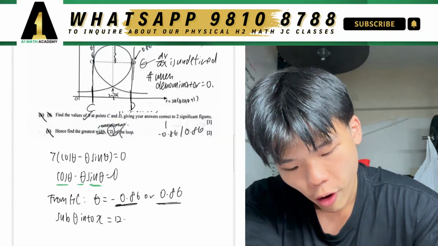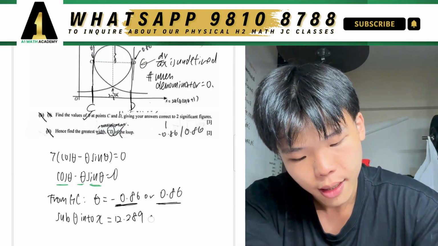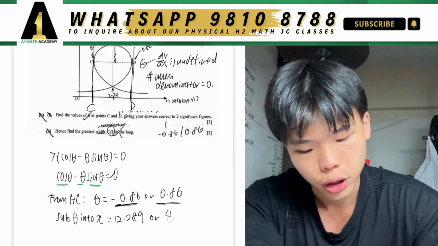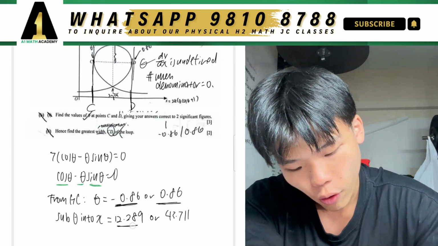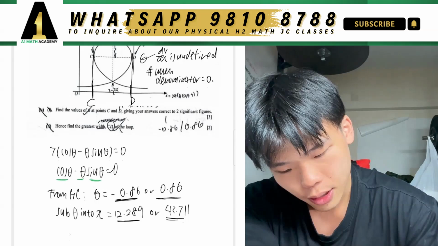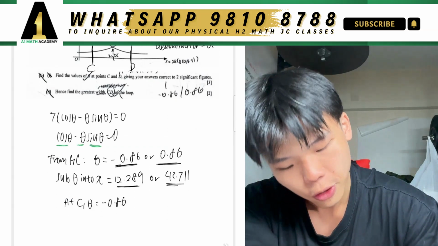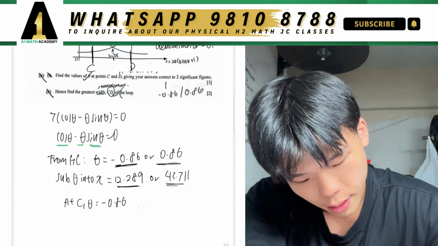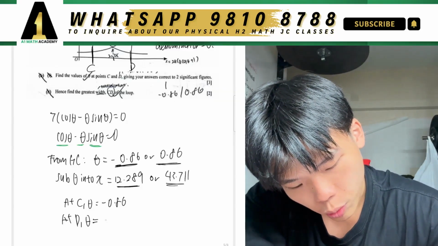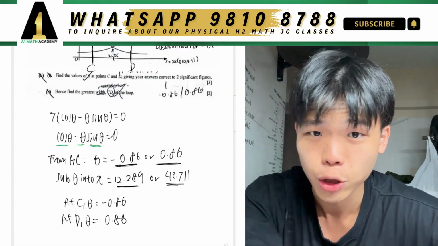For one value you get 12.289, and the other value you will get 43.711. So obviously you can tell that for the negative version it belongs to C. So at C, theta is minus 0.86 because the x value is smaller. And at D, the value of theta will be 0.86 because the x value is bigger. So you must always make sure to contextualize your answer.